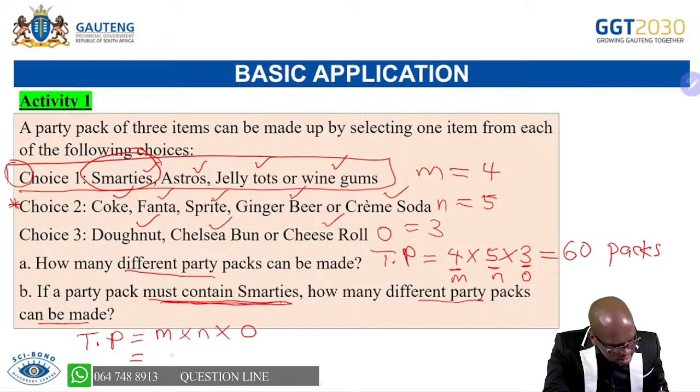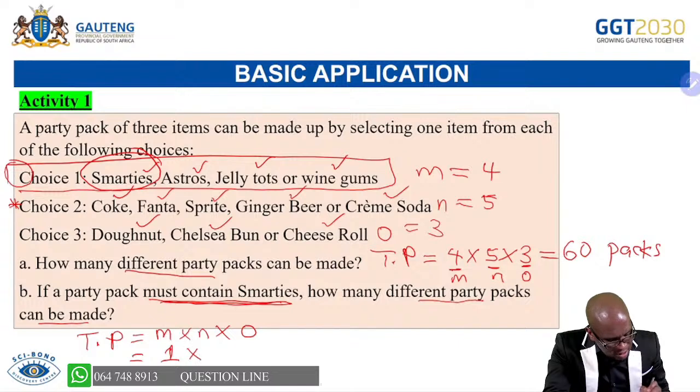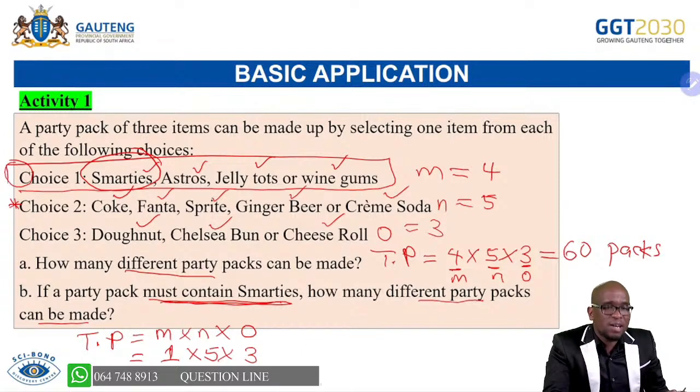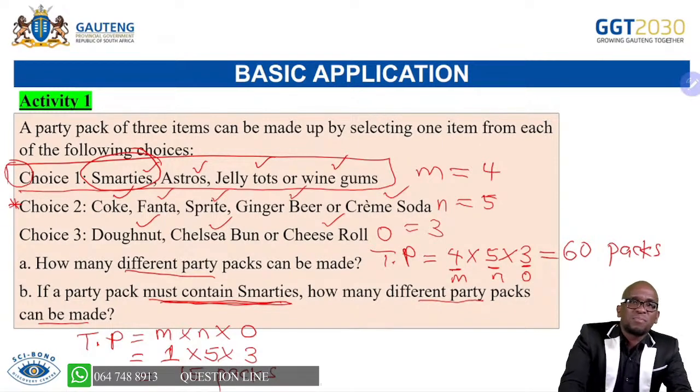So how many Smarties do we have there? We have 1 option for M because there's 1 Smartie there. So multiply by the number of options for N, which are still 5. The number of options for O are still 3. So you can see that now the total packs will then be 15 packs like that.